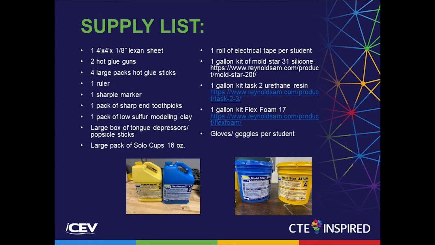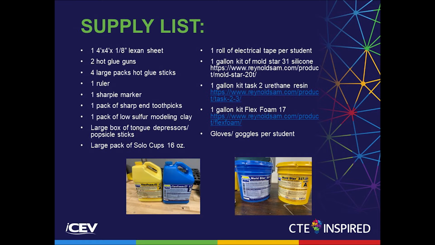It's pretty straightforward, except a couple things I need to point out. The solo cups need to be at least 16 ounces. Anything larger is fine. The electrical tape may go through more than one roll per student. The silicone, the urethane resin, and the flex foam, those were chosen by trial and error with a couple different other products that we use from Smooth On and Reynolds. Those seem to be the best fit for what we did.